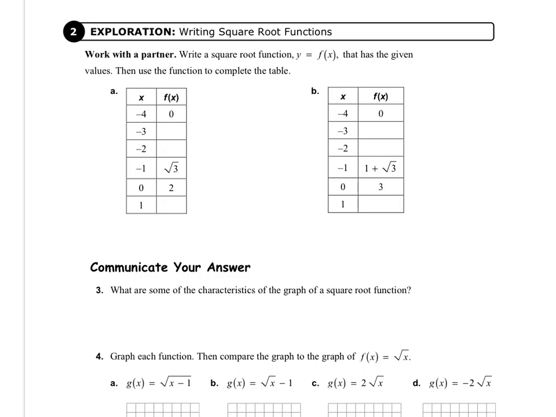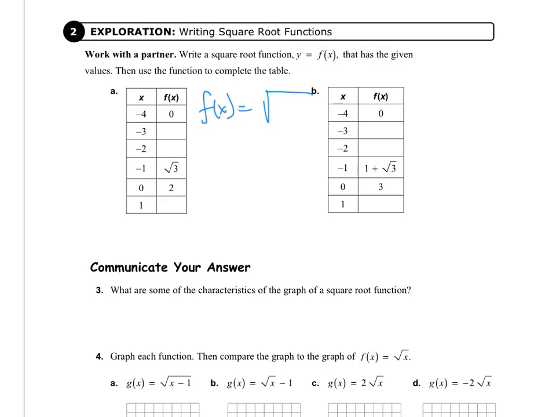Okay, so I'll give you a hint. It's going to be something like f of x. There's obviously going to be a square root. There's going to be an x in there somewhere, and there's going to be a plus or minus going on somewhere here. See what you can do.